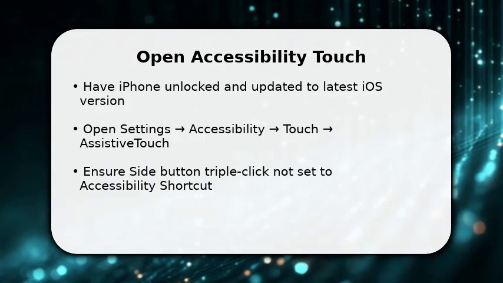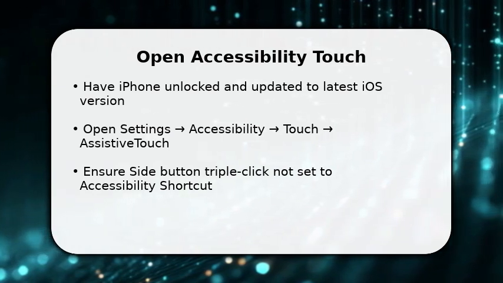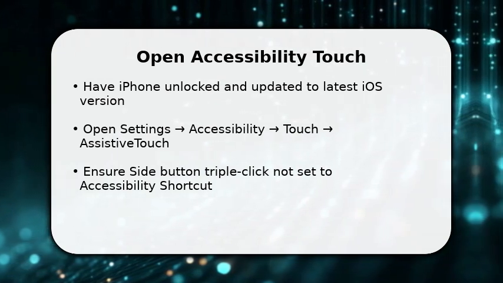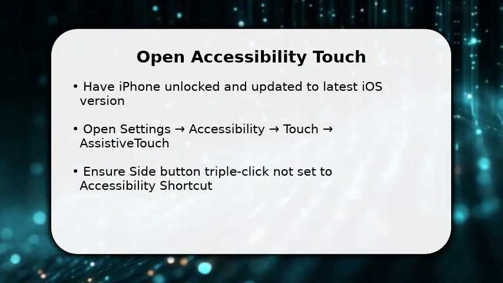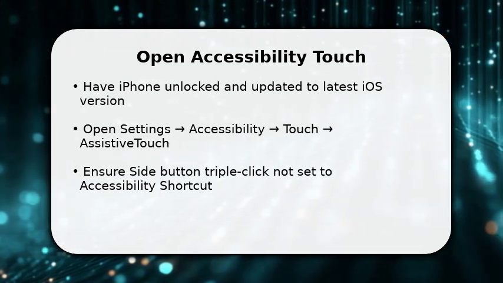You start immediately by opening Settings, go to Accessibility, then Touch, and select Assistive Touch. This step targets the feature directly instead of guessing. Once there, you'll see the Assistive Touch toggle and the floating button preview. That preview confirms the feature is active.